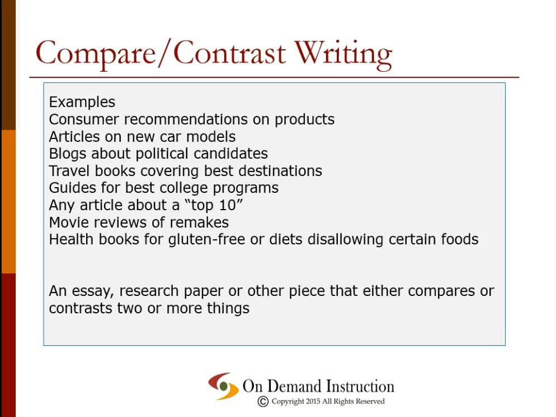They're showing similarities. Guidebooks on best college programs are another example of comparison and contrast writing. So is any article that's about the top 5 or the top 10 or the top 100 or something like that. It's either showing comparison, how things are similar to each other, such as the 100 best towns in America to live in. Comparison, showing similarity, what makes them the best.